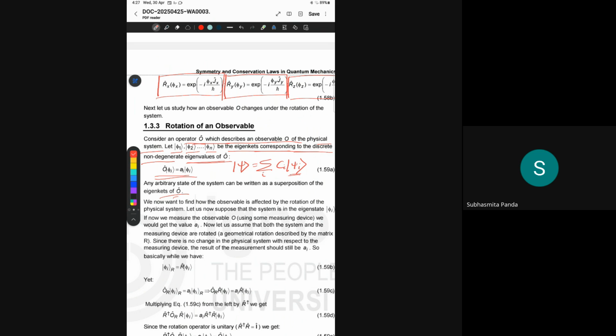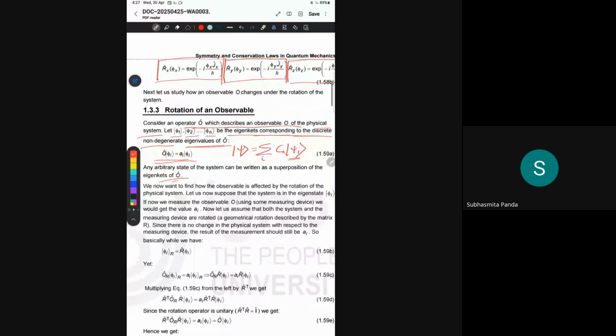If psi 1 and psi 2 are basis states, then their linear combination C1 psi 1 plus C2 psi 2 will also be a solution. So similarly, any state function psi can be expressed as a linear combination of all the eigenstates. That's what it is telling, that any arbitrary state of the system can be written as a superposition of the eigenstates. All right, I'll take a pause here.